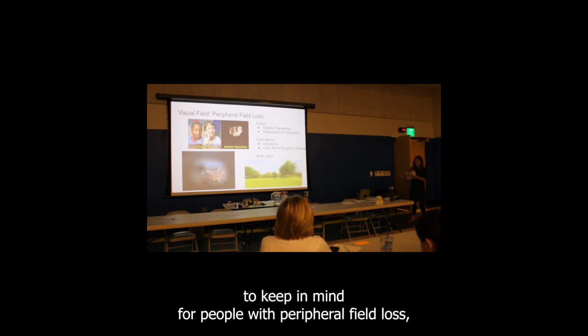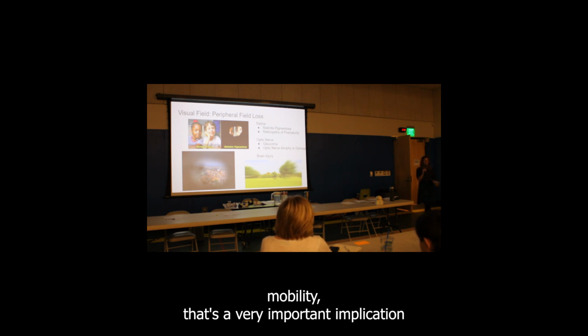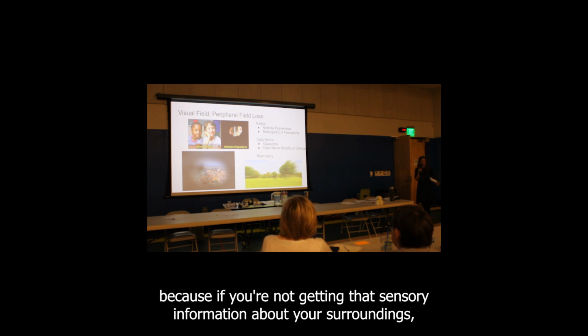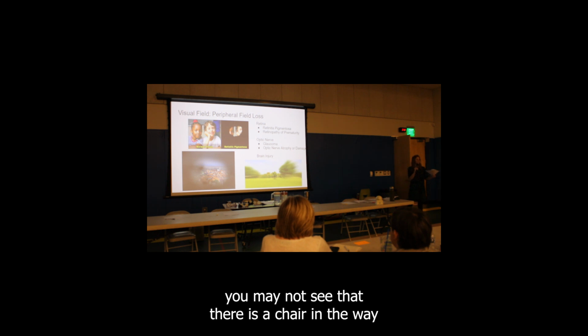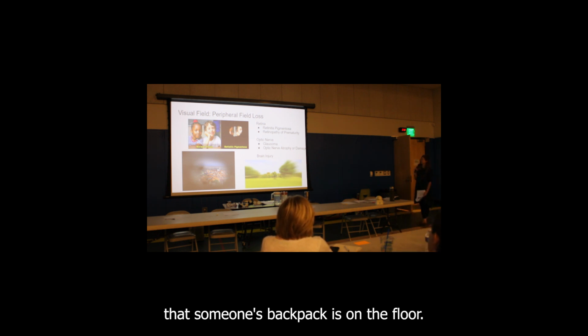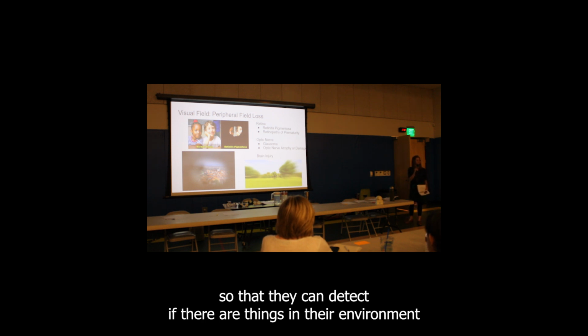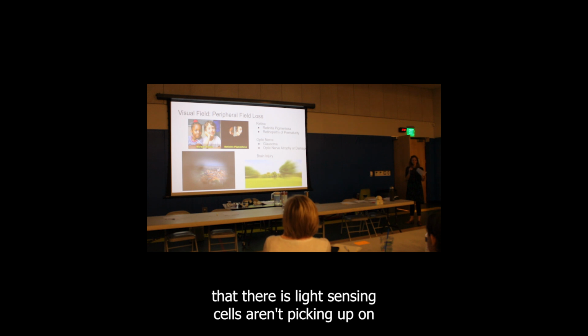And another thing to keep in mind for people with peripheral field loss, mobility, that's a very important implication of this type of field loss, because if you're not getting that sensory information about your surroundings, you may not see that there's a chair in the way, or that someone's backpack is on the floor. And so working with the orientation and mobility specialist for that child to develop cane skills so that they can detect if there are things in the environment that those light sensing cells aren't picking up on and telling them about.